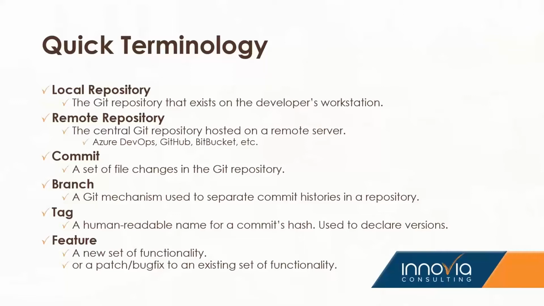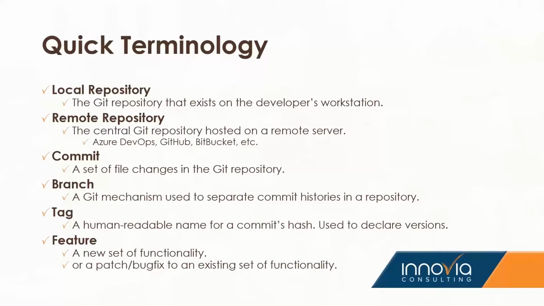Then when I talk about a commit, what that means is it's just a set of file changes in the current Git repository. So you write some code, you'll stage those files that you've made the code changes in, then you'll commit it. That set of files is your commit. And then we have branches, and branches are a Git mechanism used to separate commit histories within repositories.